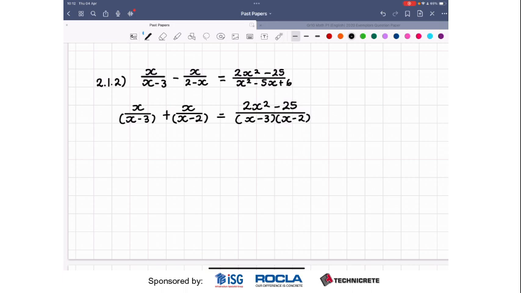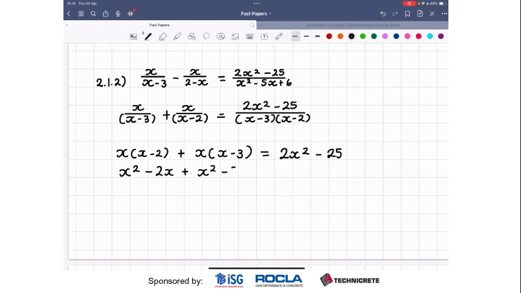Right, so I'm going to do my cross multiplication here. The first term is going to be multiplied by an x minus 2, that's what was missing. And then this one was missing the x minus 3. And then on the right hand side, it wasn't missing anything, so I'm just going to have the numerator as it was. Then I can distribute the x's on the left hand side, so I've got x squared minus 2x plus x squared again minus 3x is equal to 2x squared minus 25.